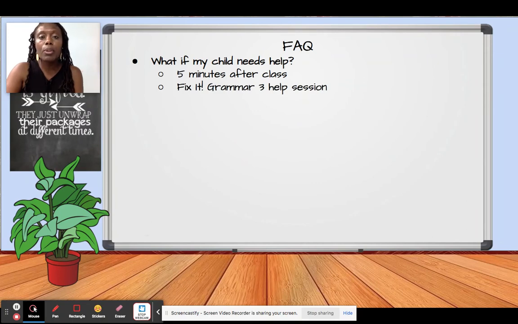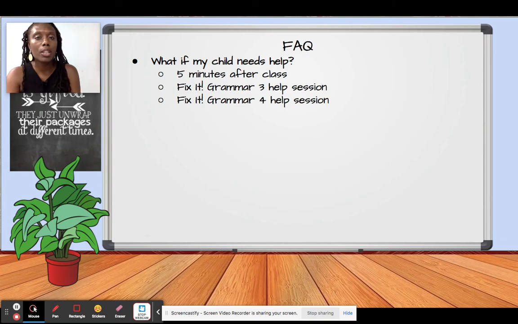For Fix-It Grammar 3 and Fix-It Grammar 4, I do provide a help session. If you were with me last year, we'll do it a little bit different. I'm going to post what's called a Fix-It Grammar 3 help session and a Fix-It Grammar 4 help session inside of OutSchool. It'll be a very, very minimal price because OutSchool doesn't allow me to do it for free, but it'll be super cheap, so your student can always hop on.